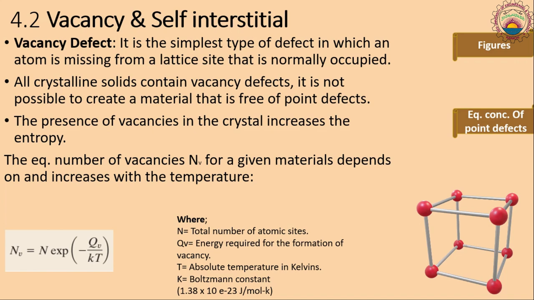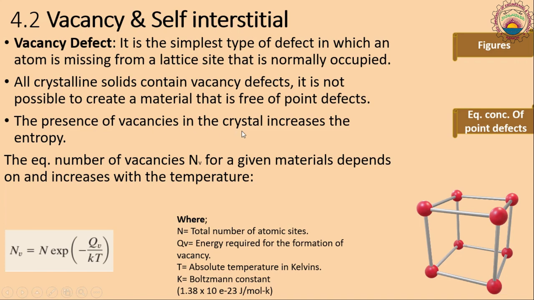So starting with the vacancy and the self-interstitial defect. What is a vacancy? It is the simplest type of defect in which an atom is missing from the lattice site that is normally occupied. Let's suppose we have a simple cubic structure. These positions are termed the lattice sites or atomic sites, which are normally occupied. If an atom is missing from this position, we call that a vacancy defect. As we discussed before, a perfect crystal is just a myth. All crystalline solids contain vacancy defects. It is simply not possible to create a material that is free of point defects. At least point defects exist in almost every material.